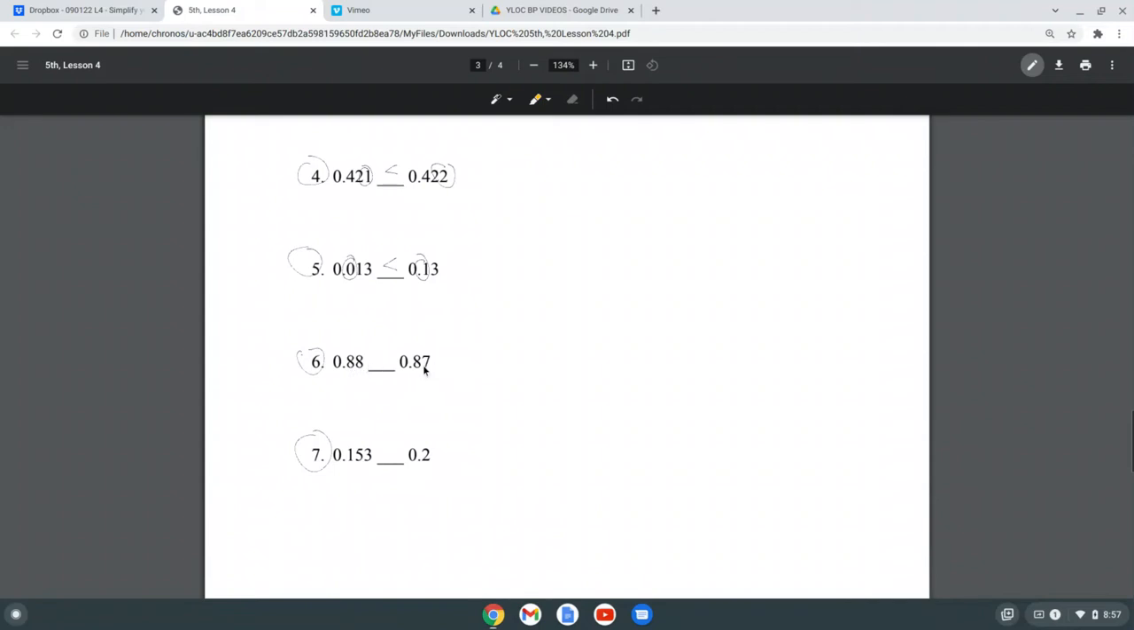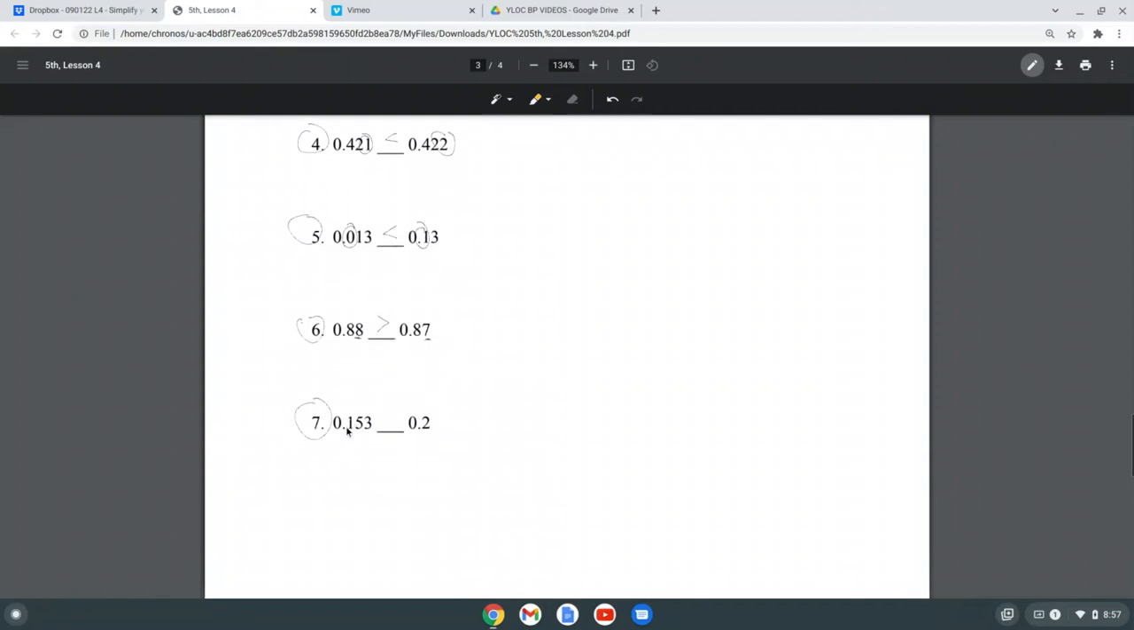0.88, 0.87. 88 is greater than 87 if we look at the hundredths place. 0.153, 0.2. Let's look at the tenths place. Since both of them have 0 in the ones, 2 is greater than 1, so 0.153 is less than 0.2.